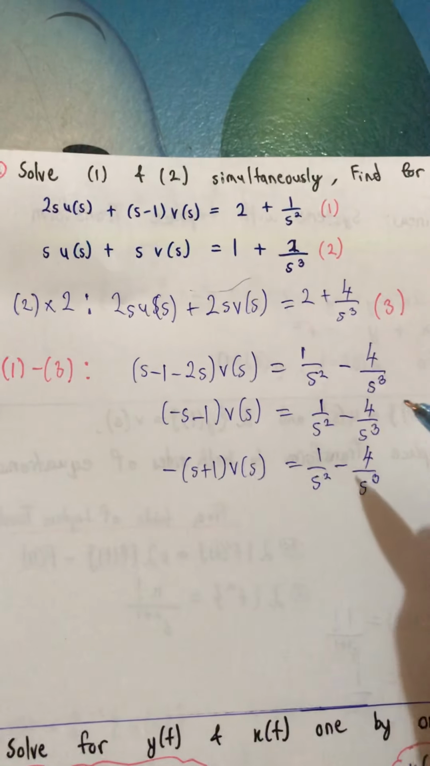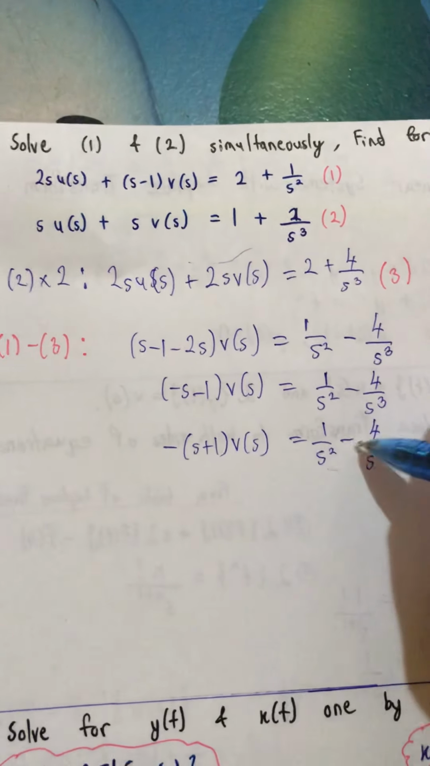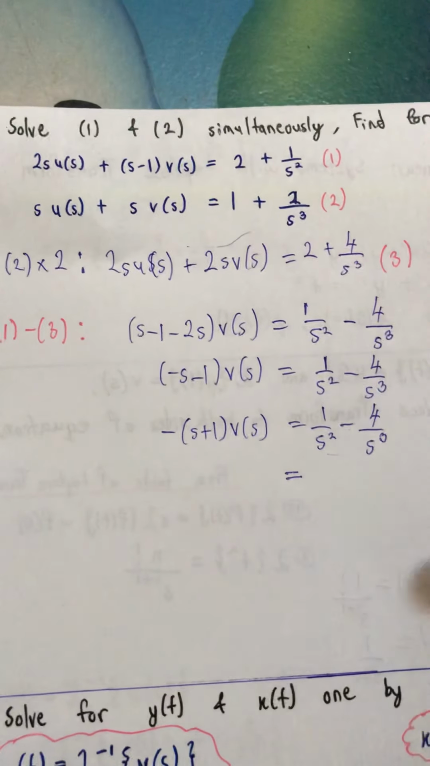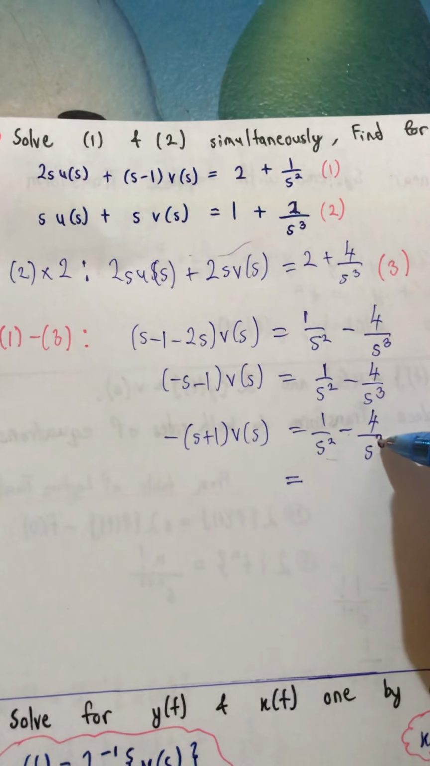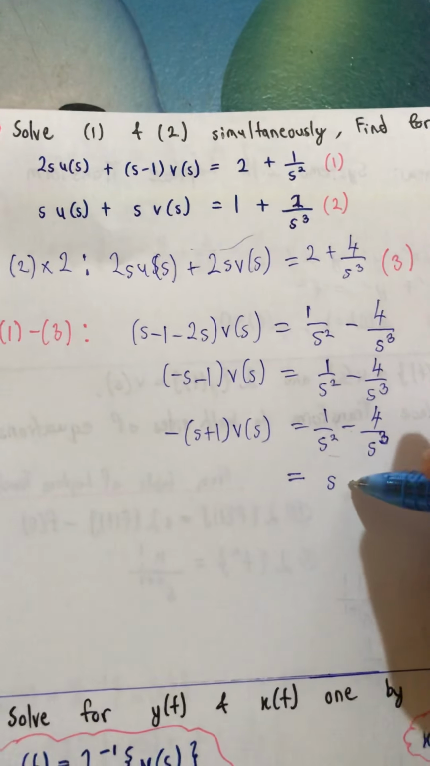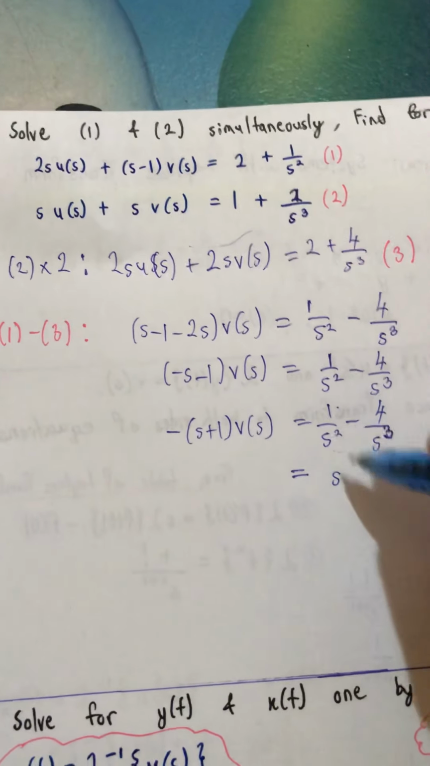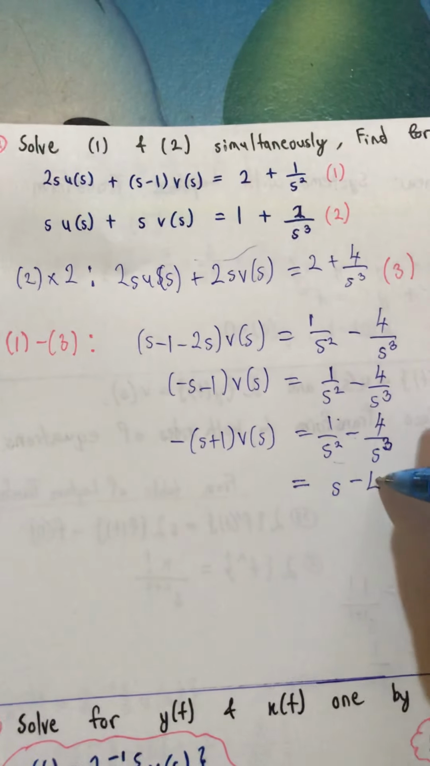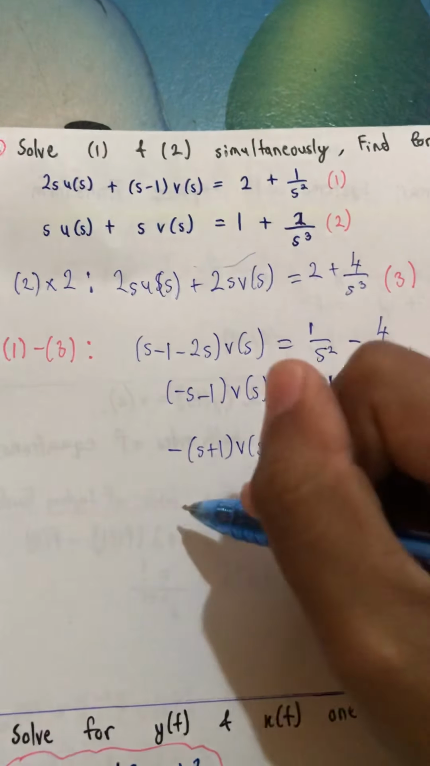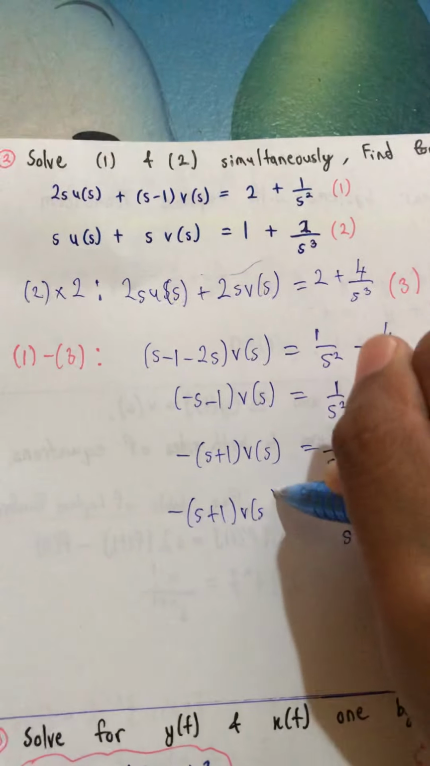The next step is we can simplify these two fractions to become one fraction. So we get, we times the upper and lower with s, so we get s minus 4 over s cube, and here minus s plus 1 vs.